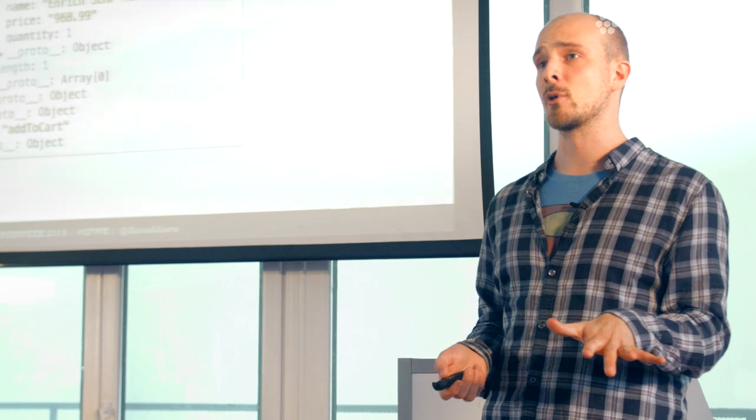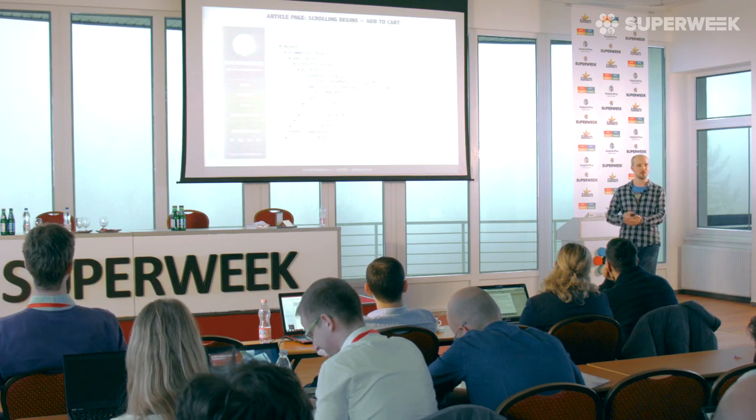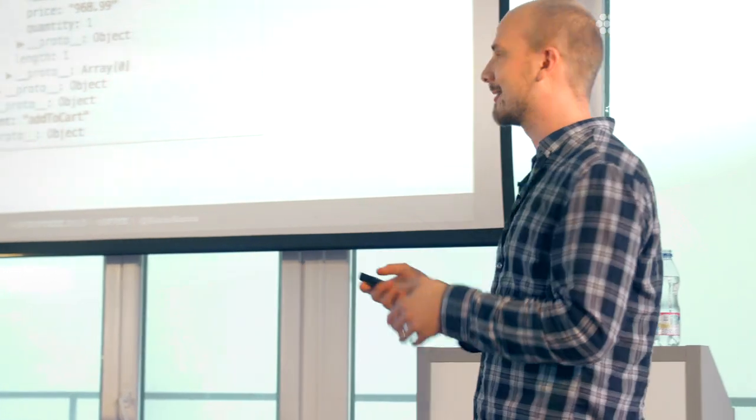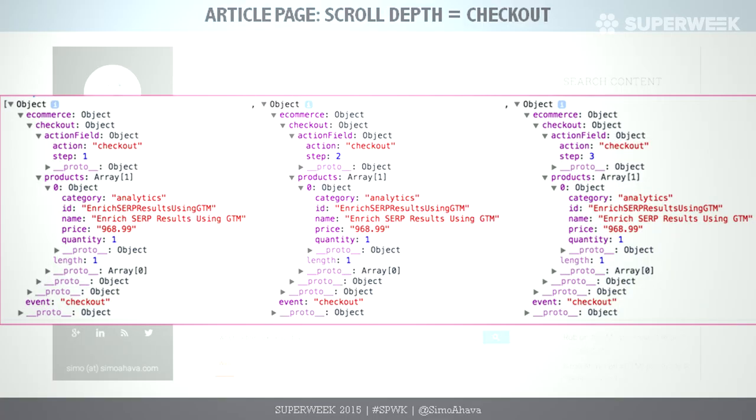I don't have a remove from cart. I have yet to come up with how to do that in a blog. How do you remove your memory of reading the first paragraph? Some Matrix stuff has to happen, I think. Then you have the checkout. So I have three steps. The first one, as you remember, was one third of the article. The second is two thirds, and the last one is the whole article. So the only way these differ is the step parameter is step one, two, three.